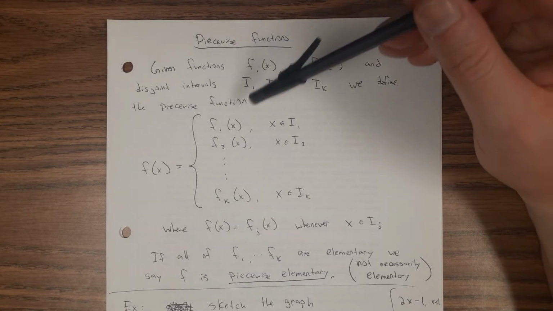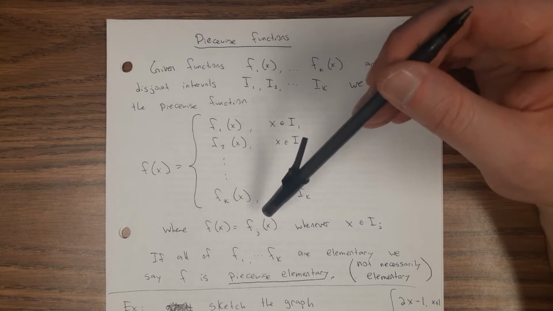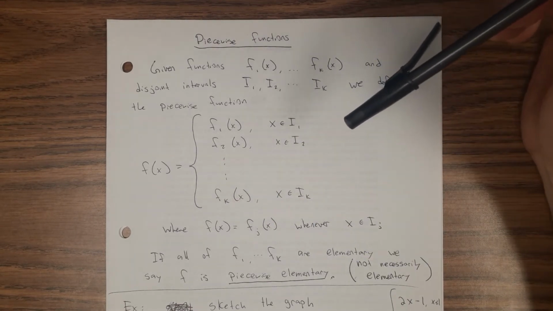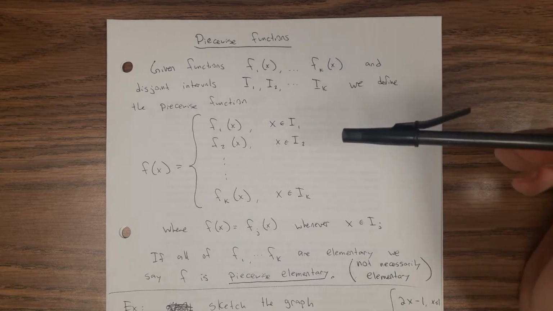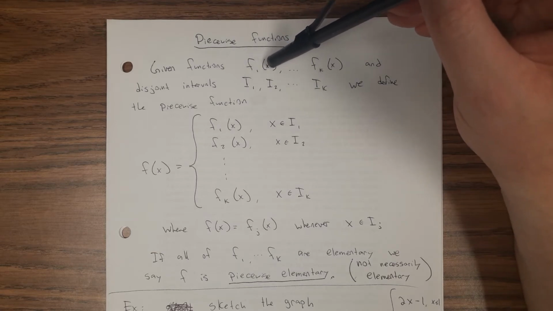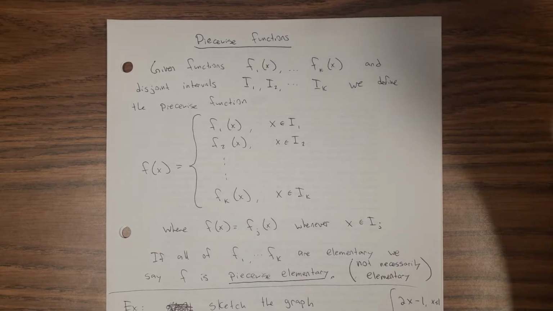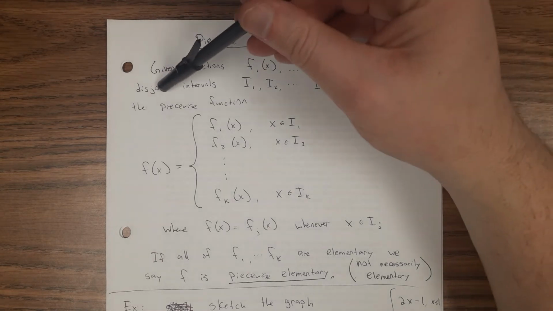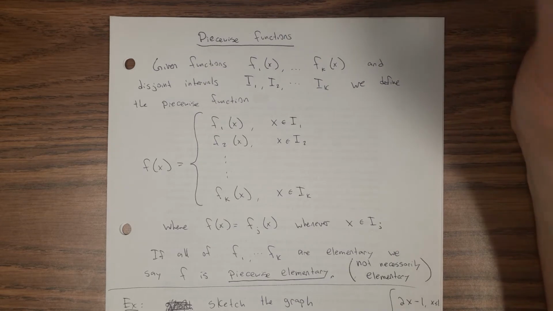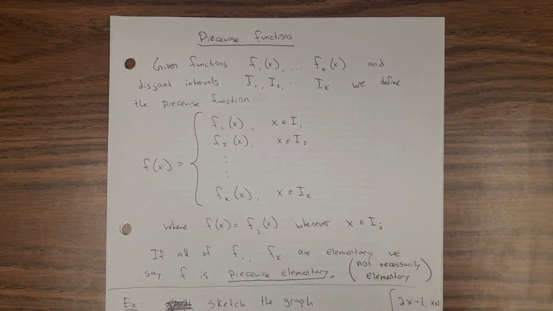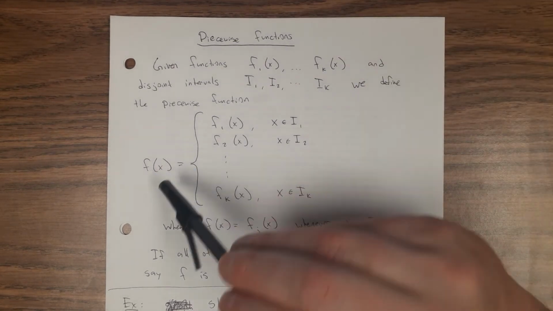So I'm going to define this really sort of formally, and then we're going to do examples. I'm sure you've all seen piecewise functions before, but maybe you haven't seen them described quite like this. So say we're given some functions, say f sub 1 of x all the way up to f sub k of x, and we have some intervals, and these are disjoint intervals, meaning they don't overlap. So I have some intervals I1, I2, up through I sub k. We can define a piecewise function, and it looks like this.